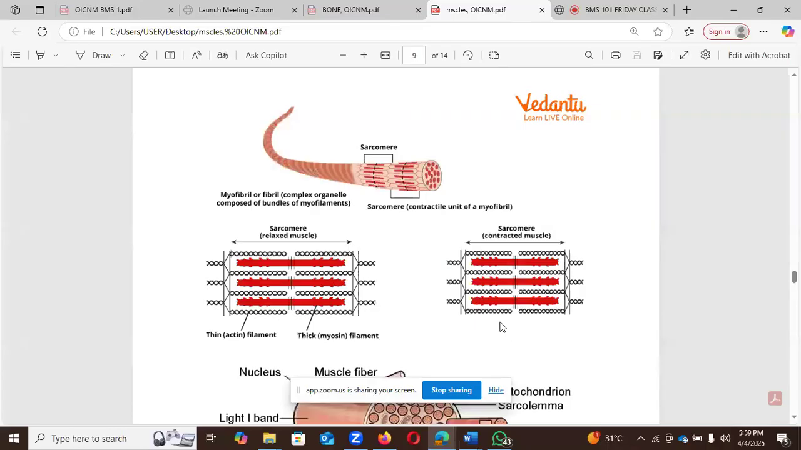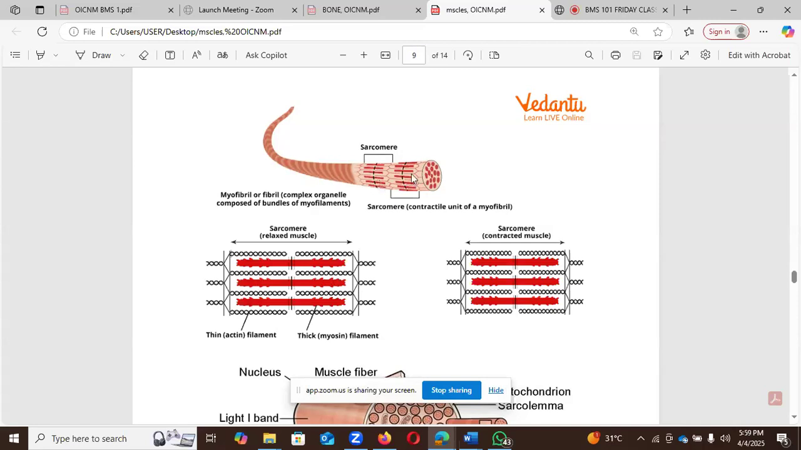So you see a muscle. This is a sarcomere. Between two Z lines is a sarcomere, and in a sarcomere you see that this muscle is a relaxed muscle. There is a big space here, and here there is a small space in a contracted muscle. So the sarcomere is the contractile unit of a myofibril.